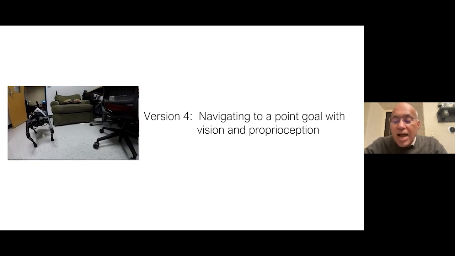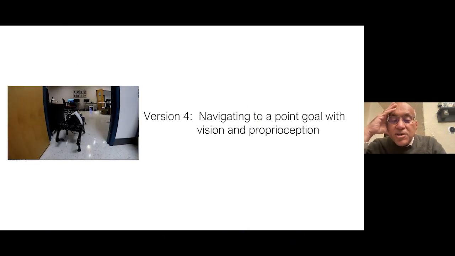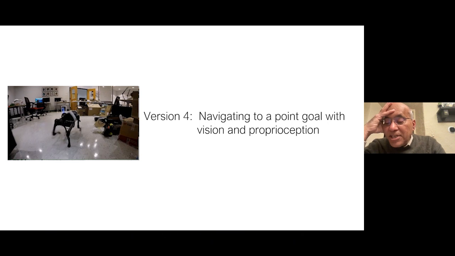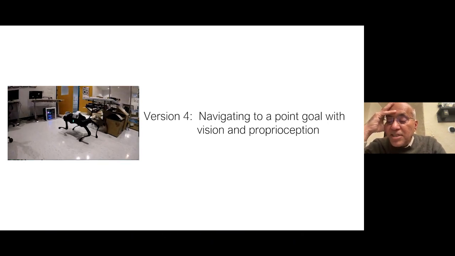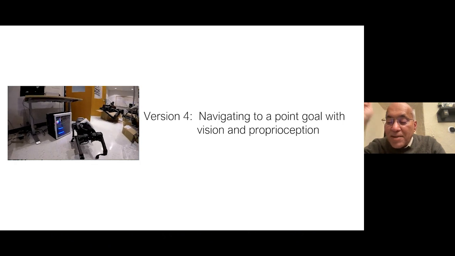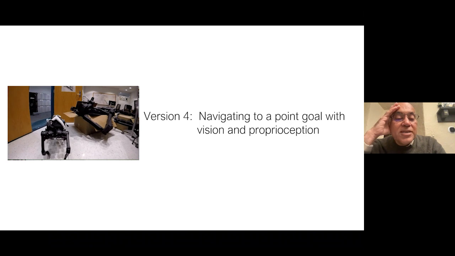So now we have added vision. So far it was blind walking. So what's the benefit of vision? Vision enables us to go somewhere. Navigation, we refer to this as navigation, right? You use Google Maps to navigate to a certain goal. And this robot is doing that.